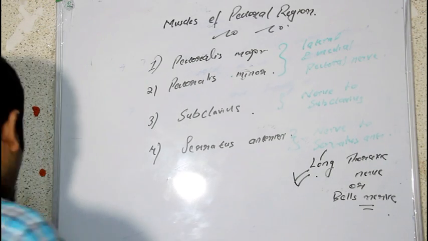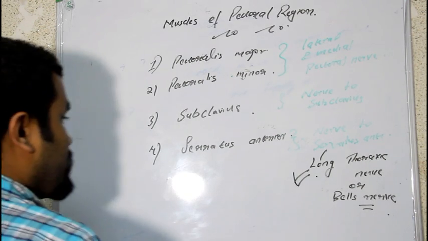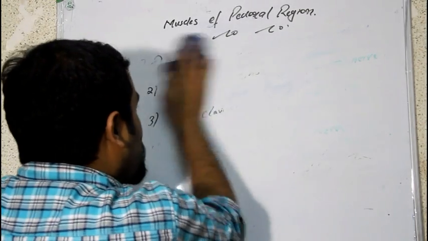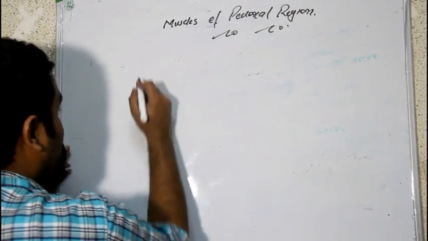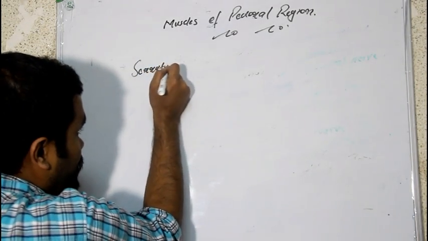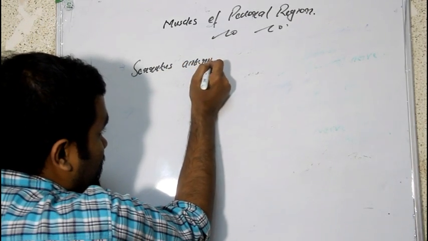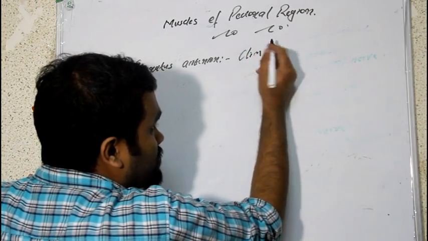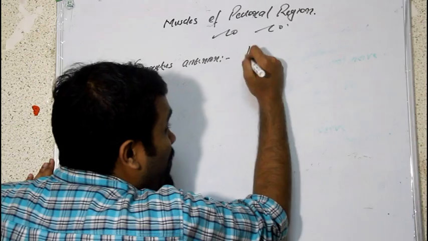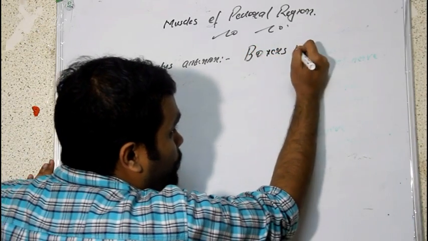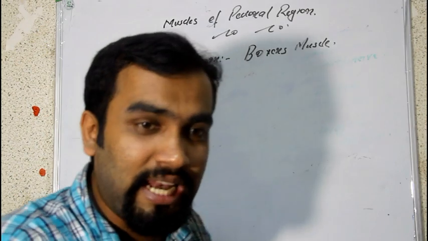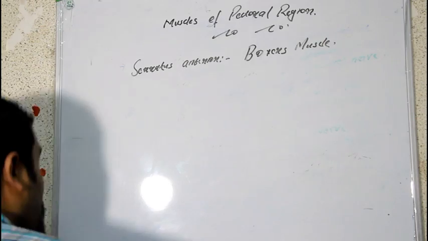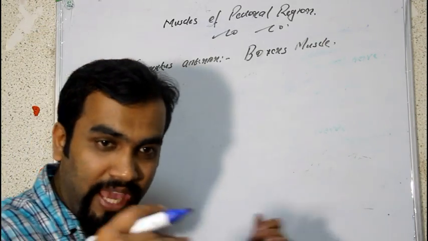Clear? Now we will study the serratus anterior. This muscle is very important. Till here clear? The serratus anterior is also known as the boxer's muscle. So which is the boxer's muscle? That is serratus anterior. We studied the insertion of serratus anterior. I told you this muscle has digitations, 8 digitations.